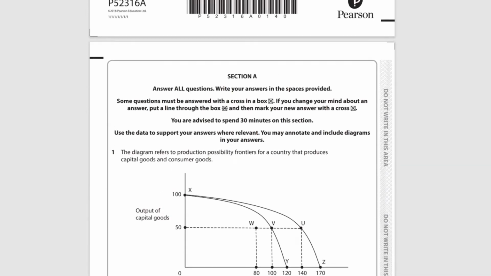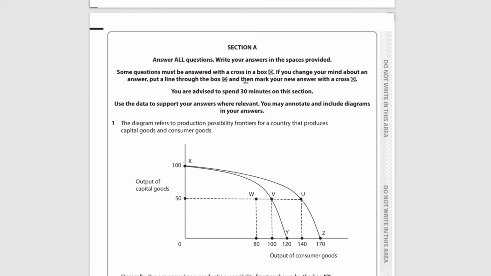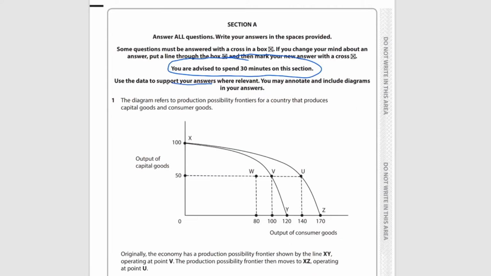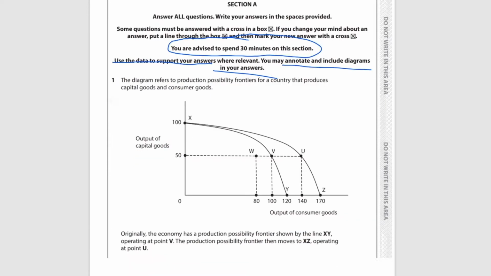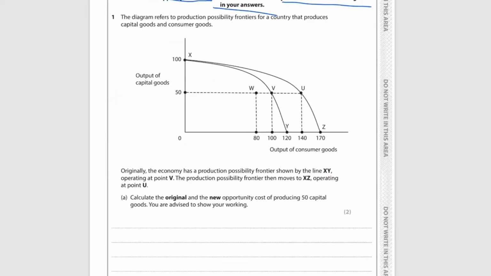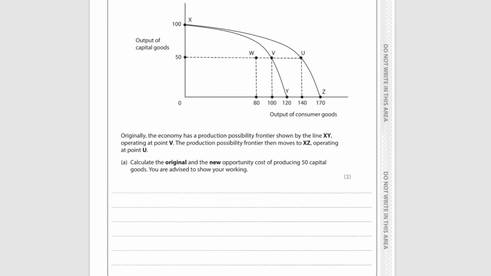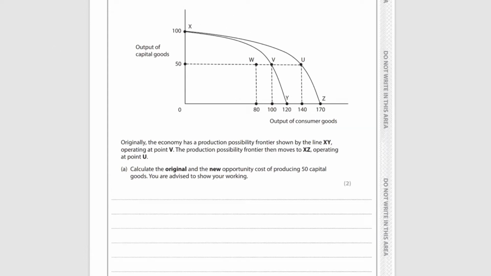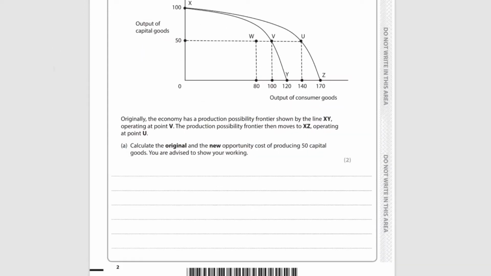So section A, you are advised to spend 30 minutes on this section. Use the data to support your answers where relevant, very important, and you may annotate and include diagrams in your answers. Okay, so the diagram refers to the production possibility frontiers for a country that produces capital and consumer goods. So we've got a diagram with X, Y, and XZ and various points.